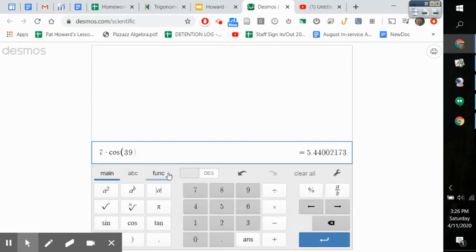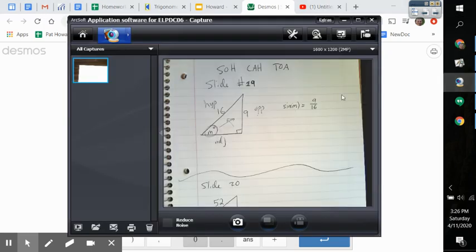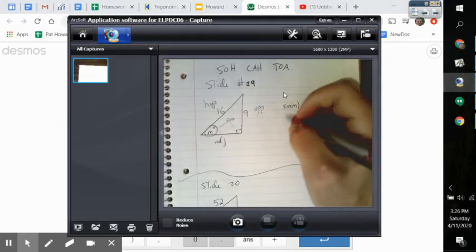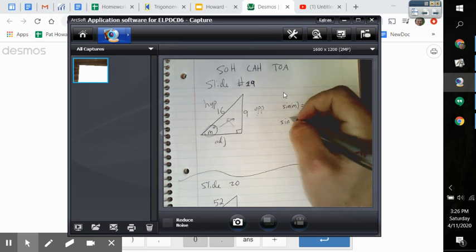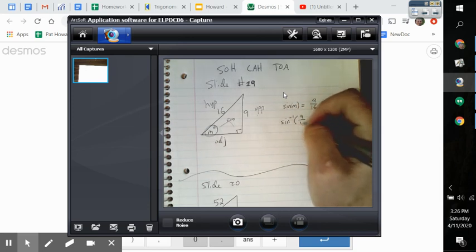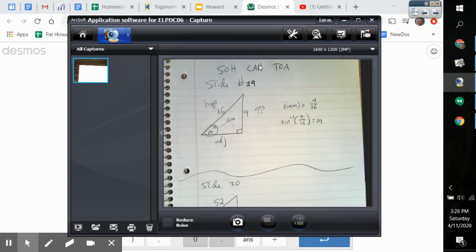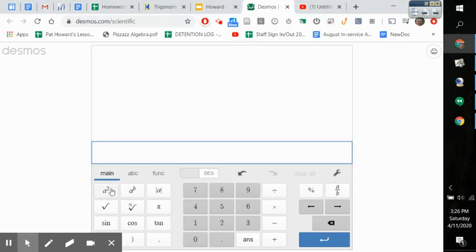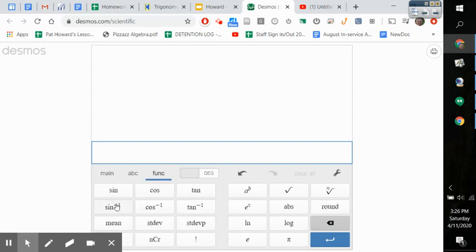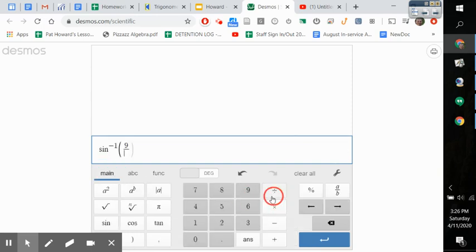All right, let me explain this to you guys. Here was my problem. Sine m equals 9 over 16. We want to do what's called sine inverse 9 over 16 to find my angle. Looks super scary, right? Okay, if we go to our calculator, see how we're on main? If you come over here to function, see how it says sine -1? That stands for sine inverse. All we do is type in 9 divided by 16. So I come back over to here, 9 divided by 16. Boom, 34.22 or 34.23.